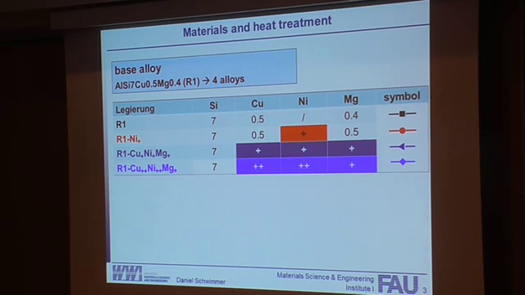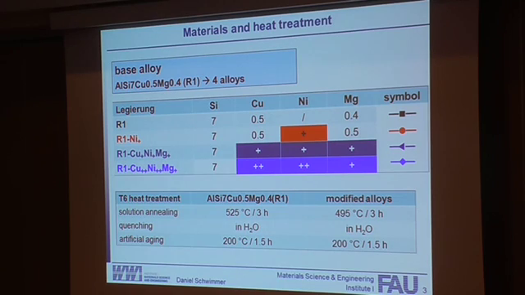For example, in alloy number 2, we had an addition of 1% of nickel. In alloy number 3, we had an addition of copper and nickel. In alloy number 4, we had an addition of copper, nickel, and magnesium, and based on alloy number 4, we have a further addition of copper, nickel, and magnesium. All alloys are refined with strontium and grain refined by titanium.